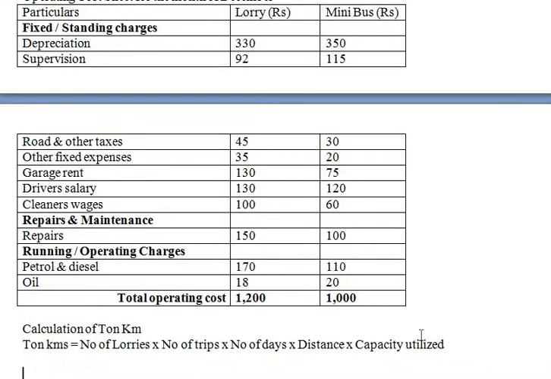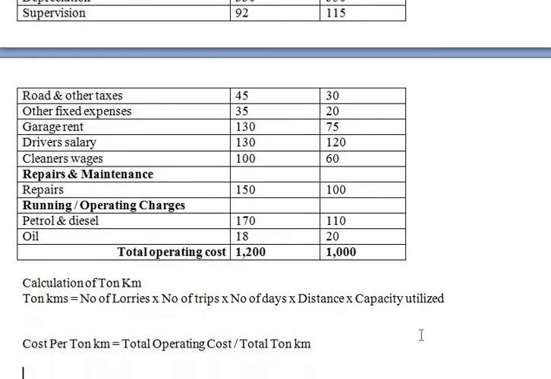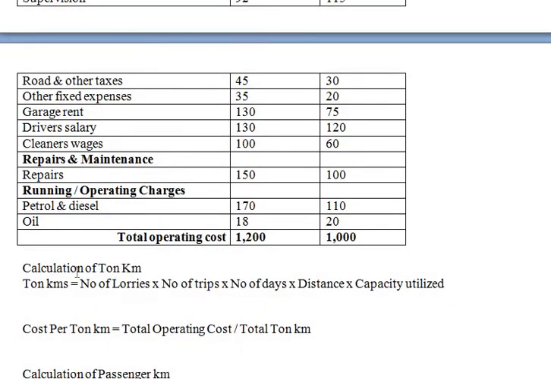Now next we need to find out, as lorry is there. When we are taking lorry, it means goods are transferred from one place to another place. So here we are going to calculate according to ton kilometer. We will calculate that first. Calculation of ton kilometer: the formula is ton kilometers equals number of lorries into number of trips into number of days into distance into capacity utilized.